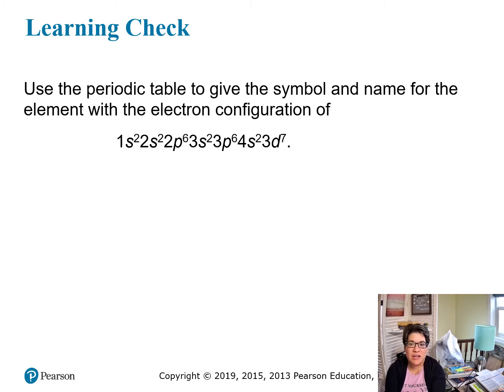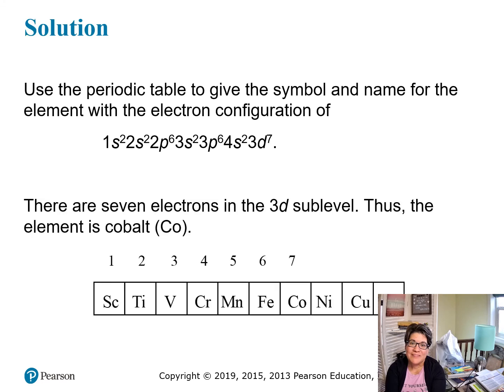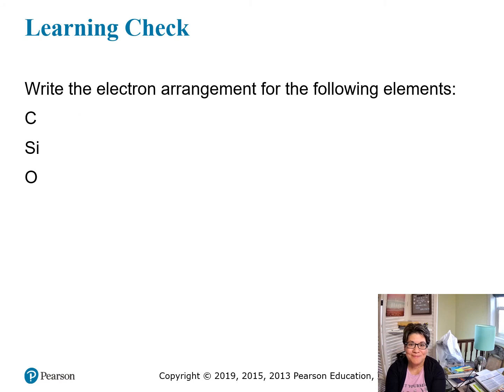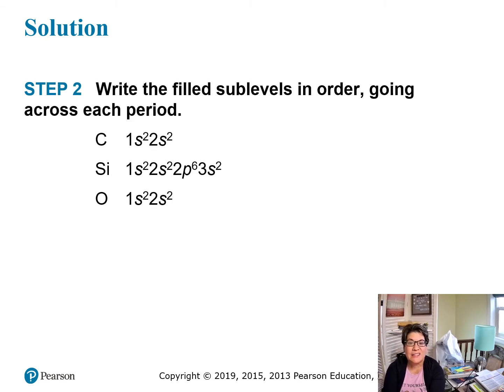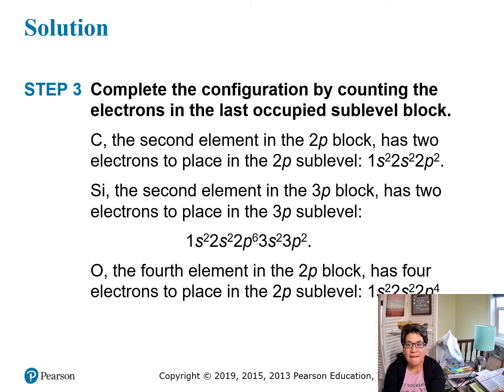So let's do a learning check. See if you can identify the name of the element with this electron configuration, and take your time on this. Okay, so that element should be cobalt. And then see if you can write the electron configurations for these 3. And those are the locations. So first we have to find them, and then we are filling them with the electron configuration. So there they are.